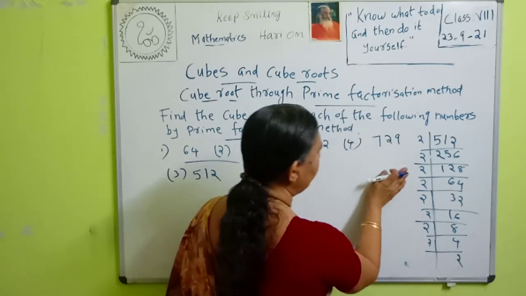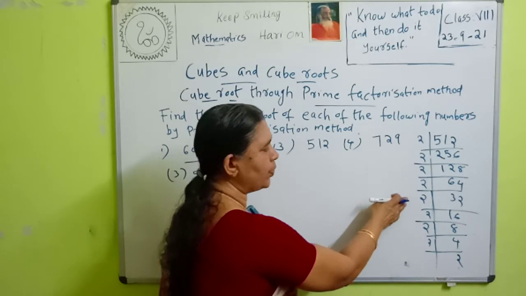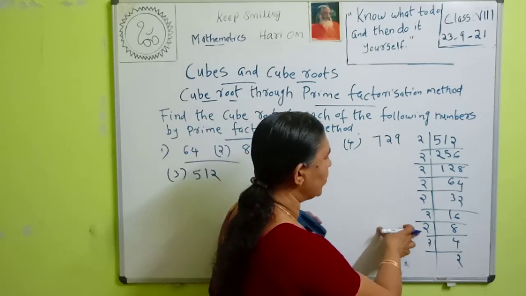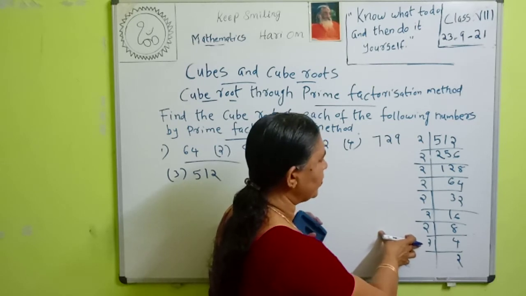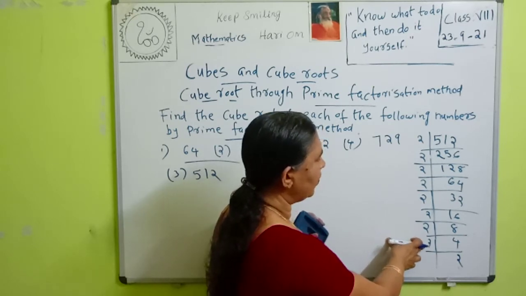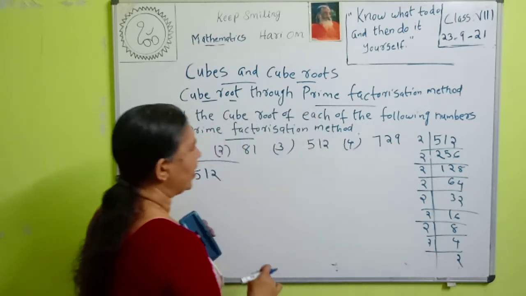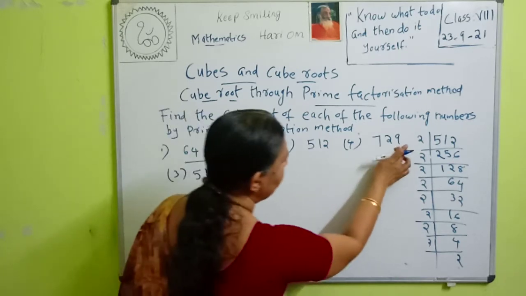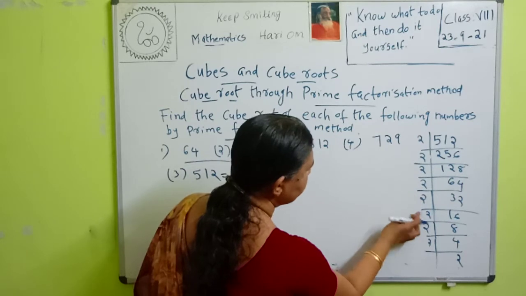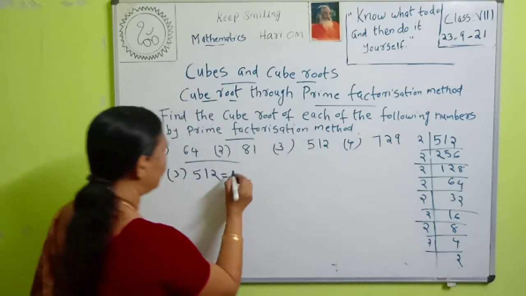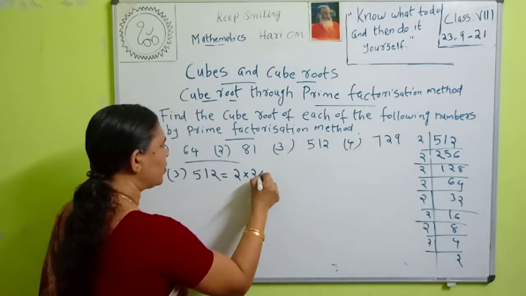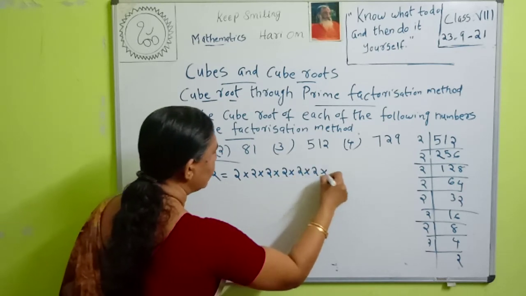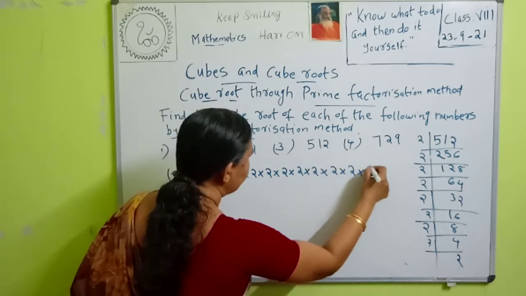2 into 2, 4, 4 into 2 is 8, 8 into 2 is 16, 16 into 2 is 32, 32 into 2 is 64, 64 into 2 is 128, 128 into 2 is 256, 256 into 2 is 512. So, we can write 512 as, how many 2s here? 1, 2, 3, 4, 5, 6, 7, 8, 9. 2 into 2 into 2, into 2 into 2 into 2, 2 into 2 into 2.